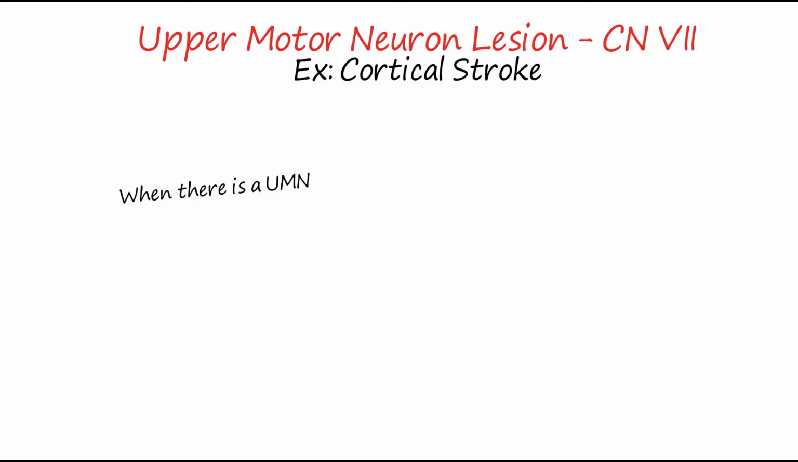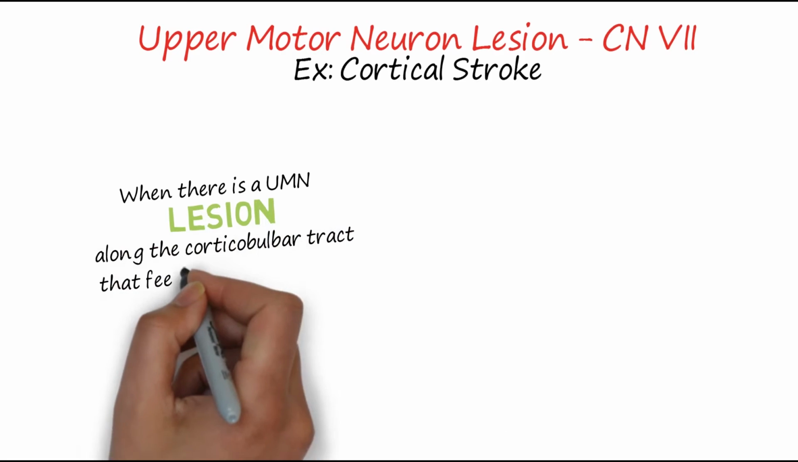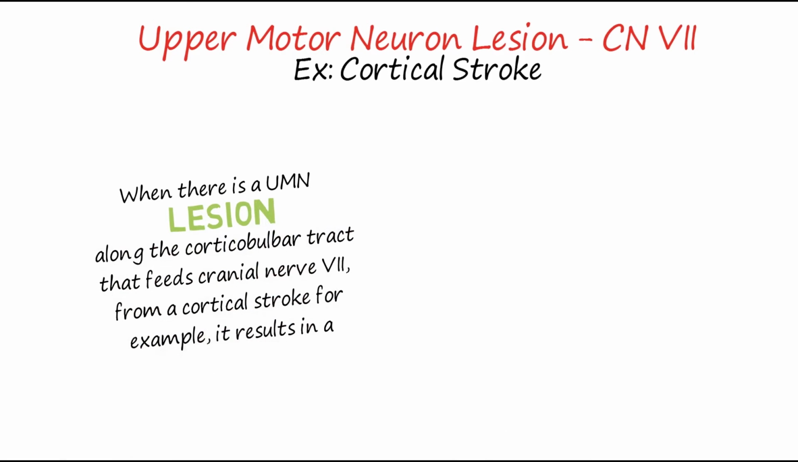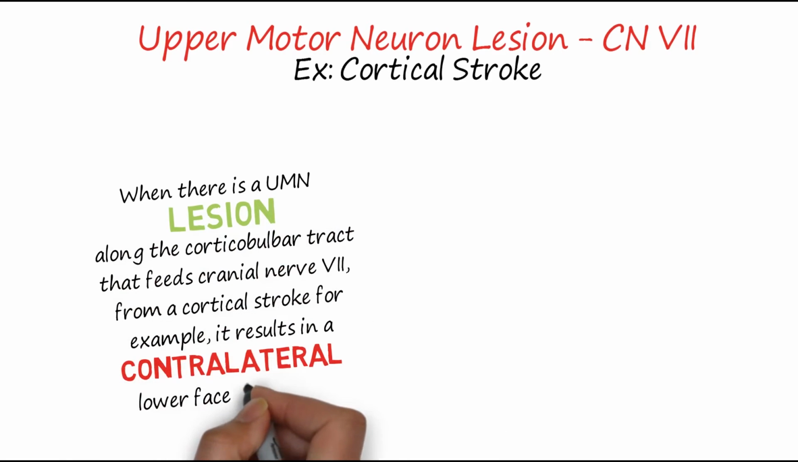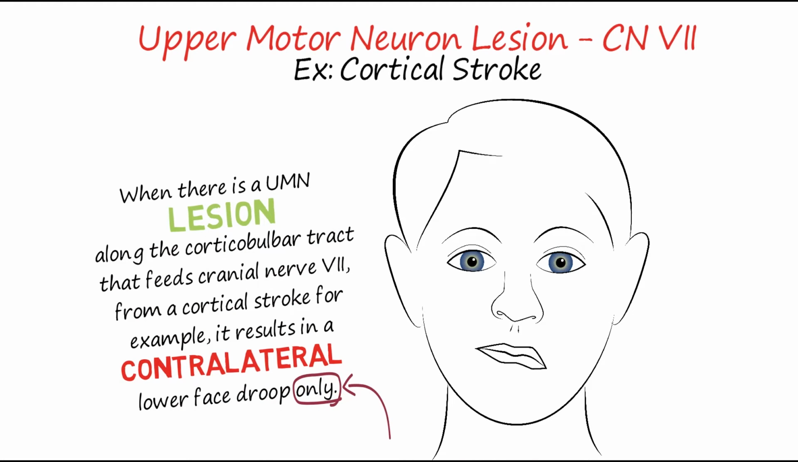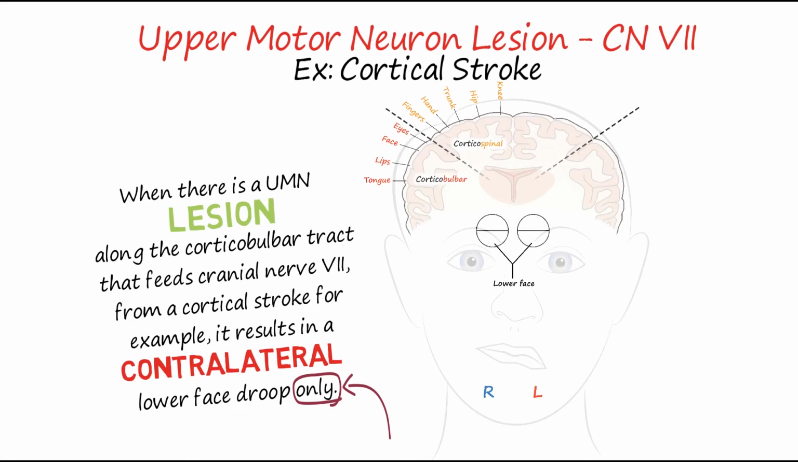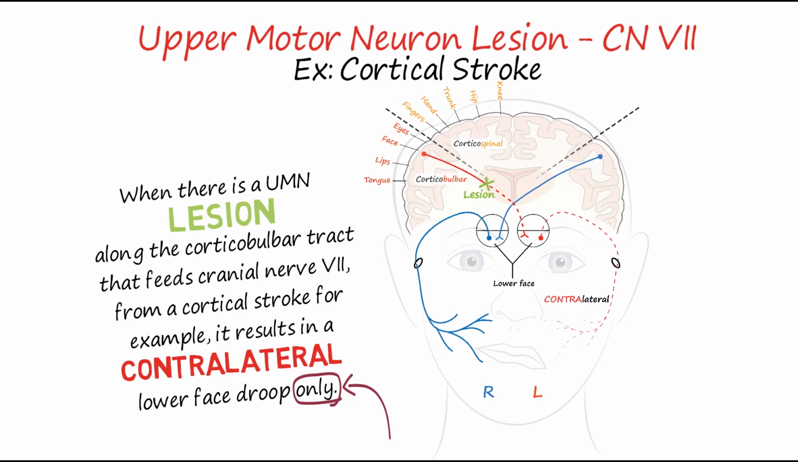When there is an upper motor neuron lesion along the corticobulbar tract that feeds cranial nerve 7, from a cortical stroke for example, it results in a contralateral lower face droop only. This is because there is bilateral innervation to the forehead from each side of the cortex, but only unilateral contralateral innervation from one side of the cortex to the lower face.